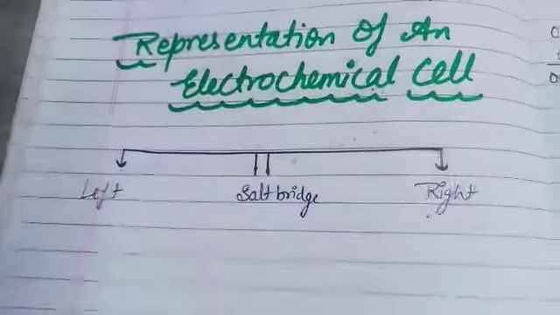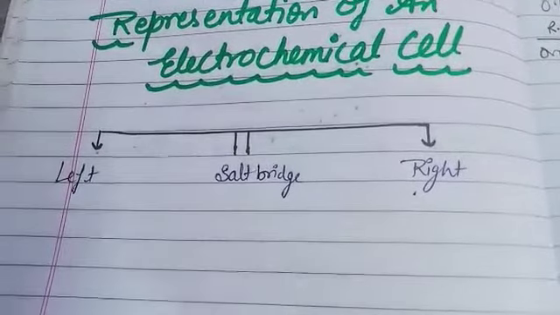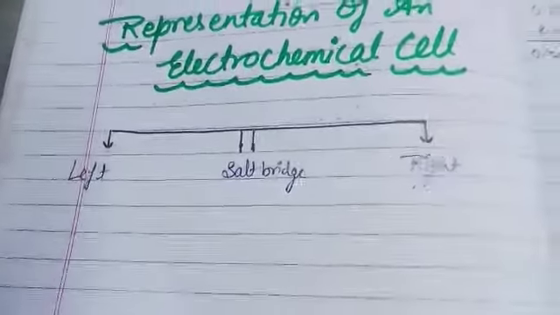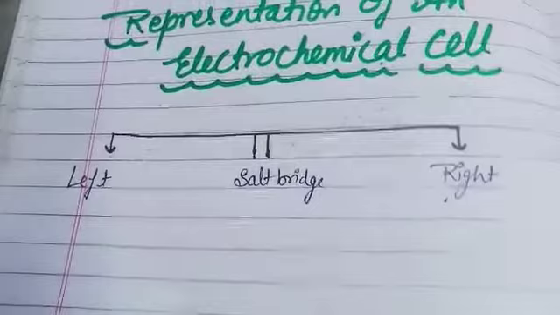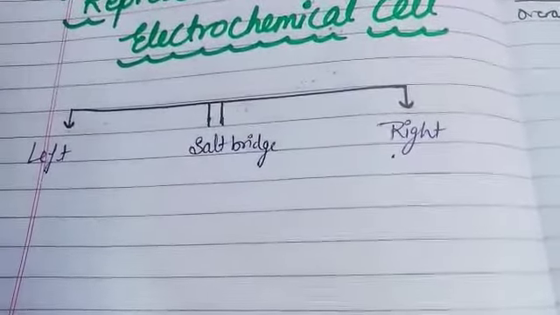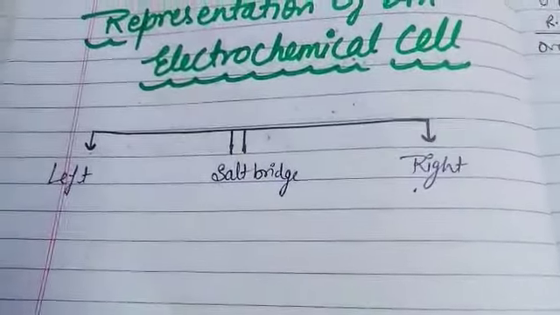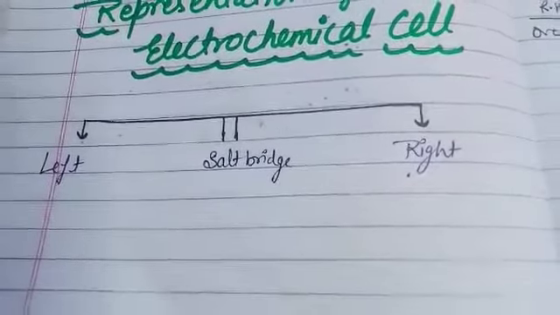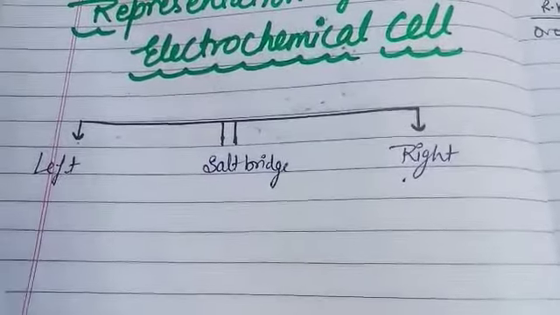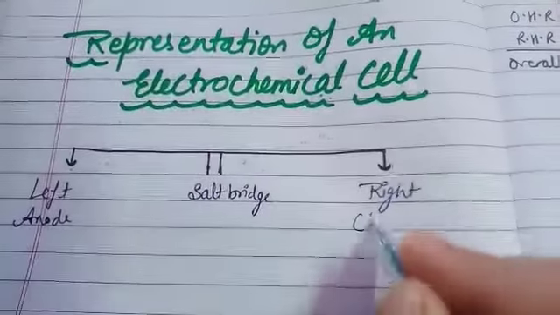Now, how to remember in which oxidation occurs and in which reduction occurs, which one is positively charged and which one is negatively charged? For this there is a simple pattern. Alphabetically, whichever comes first you write on the left-hand side. Both containers carry electrodes, anode and cathode. Anode, A, comes first, so you write the anode on the left-hand side, and the other one is the cathode.